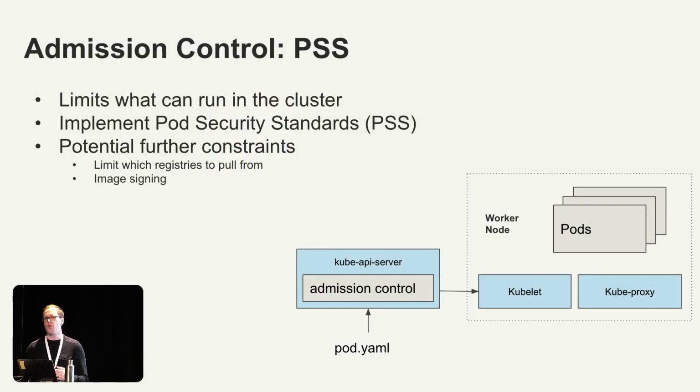If you need more flexibility than that, you can use something like OPA Gatekeeper. OPA Gatekeeper allows you to make other types of policies as well, including limiting what registries images can be pulled from, and also verifying signatures. We actually implemented both PSA and OPA Gatekeeper, and OPA Gatekeeper is both harder to integrate and harder to use. So if PSS is good enough for you, that's where you should start.